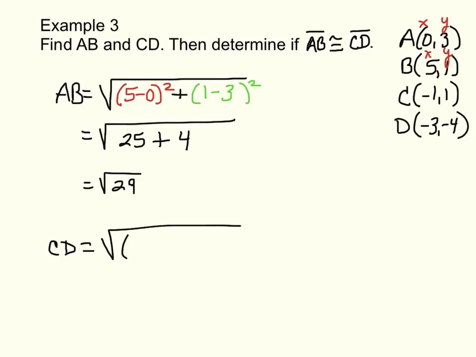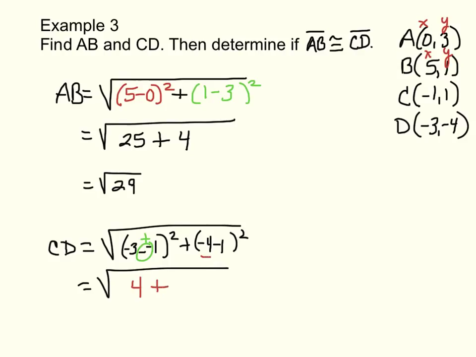CD, we're going to subtract our x values, so that means we're going to subtract a negative 3 minus a negative 1. We're going to subtract our y values, which is negative 4 minus 1. So right here that becomes plus. So negative 3 plus 1 is negative 2 squared, which is 4. Negative 4 minus 1, that's negative 5 squared, which is 25, which gives me a square root of 29.